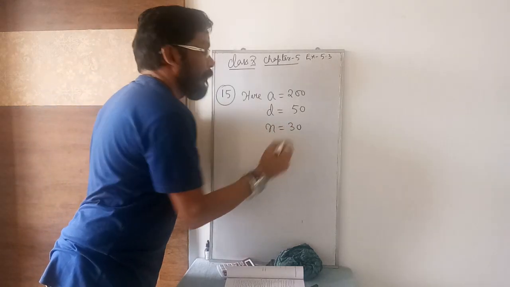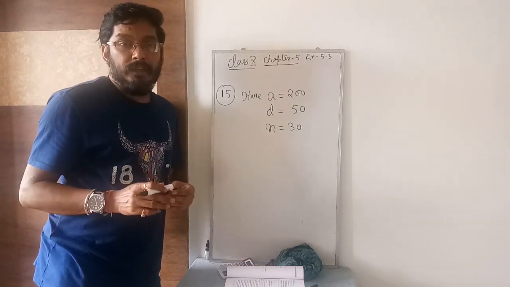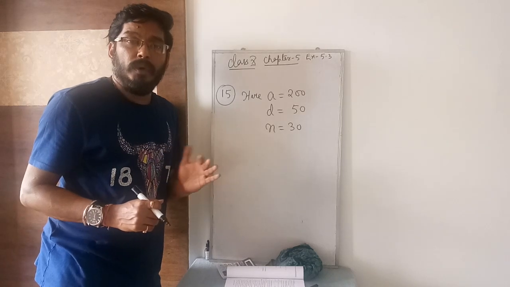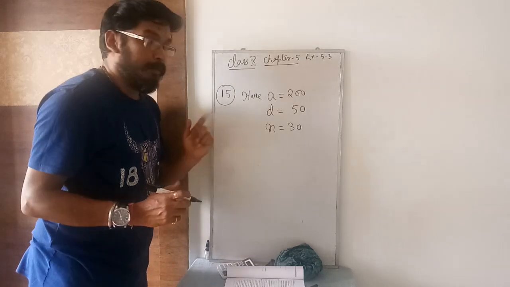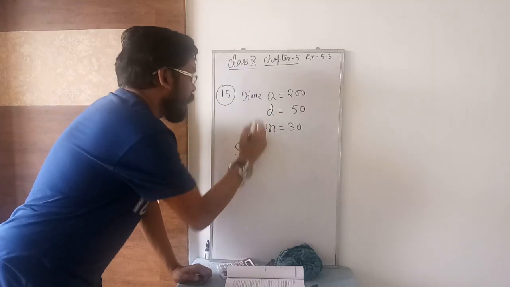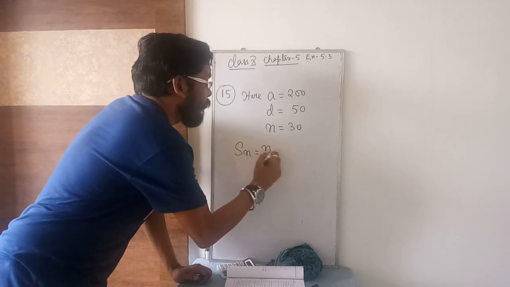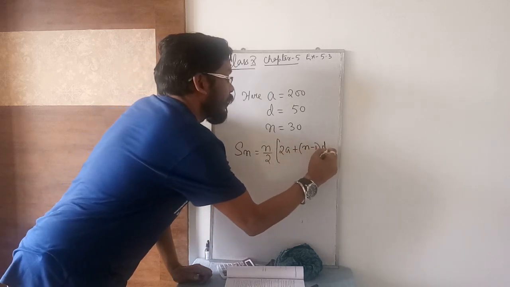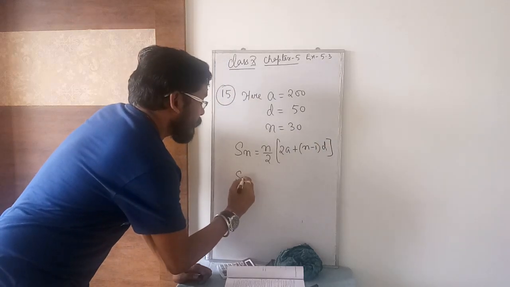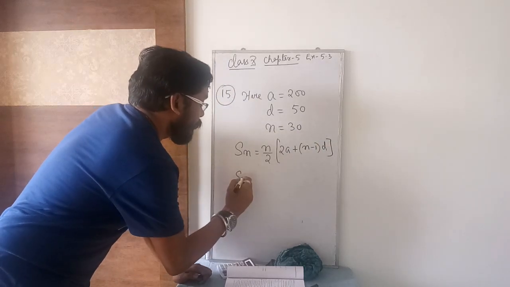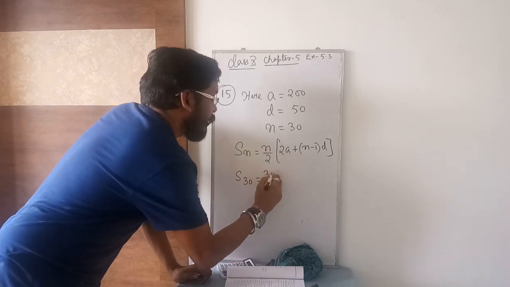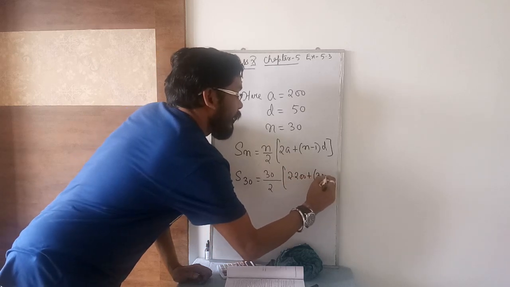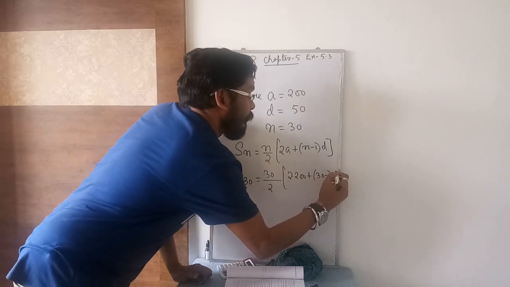So you have to find the sum, because that is the sum of money you are paying if your work is delayed by 30 days. So I have to find the sum. You know the values of N, D and A. So the general formula is Sn equal to N by 2 into twice A plus N minus 1 into D. Here you have to find the sum up to 30 terms, so S30 is 30 by 2 into twice A, 200, plus 30 minus 1, and your D is 50.